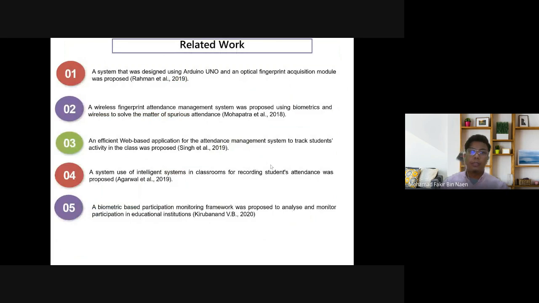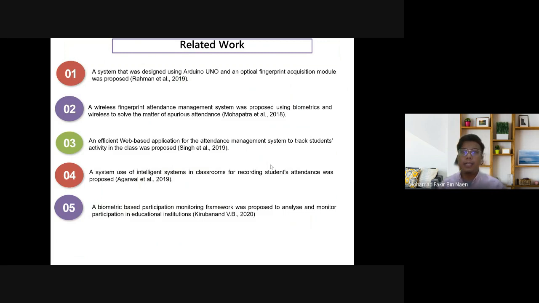Okay. Next is related work by a few papers in the past study. First is a paper by Rahman that proposed a system that uses Arduino UNO and an optical fingerprint acquisition module. Next, a wireless fingerprint attendance management system was proposed using biometric wireless to solve the matter of superior attendance, proposed by Mohapatra.